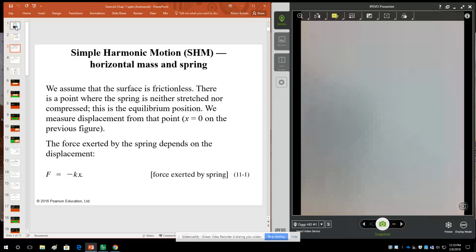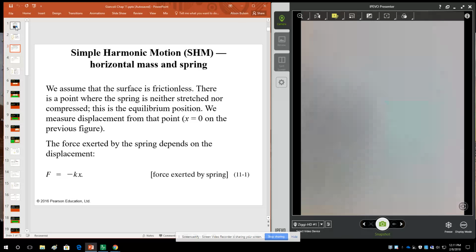So when we're considering this horizontal mass and spring system, we are going to assume that the surface is frictionless. That will allow us to consider conservation of mechanical energy without any transformations of energy to heat. There is a point where the spring is neither stretched nor compressed. This is called the equilibrium position. We've already looked at springs enough that this should be a review. We're going to measure displacement from that point, the equilibrium position, which is determined to be x equals 0.